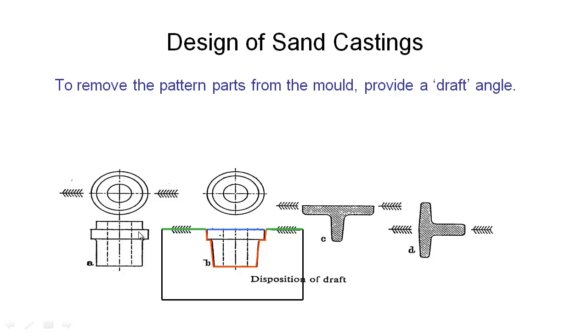So whenever we're designing parts like this, we need to think about where we're putting our parting line and then look at it and make sure that we don't have any edges or faces that are perpendicular to this parting line. They all need to be slightly tapered with this draft angle so that they can be pulled out.